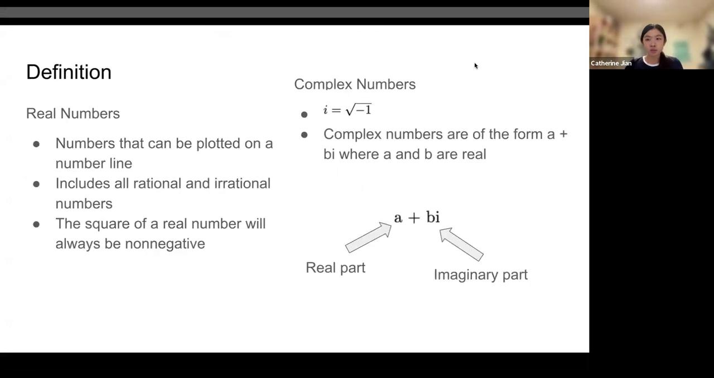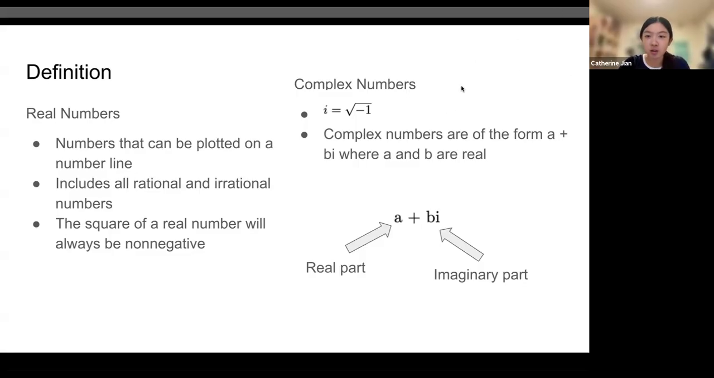Real numbers are basically what we've been working with so far, and these are numbers that can be plotted on a number line, and they include all rational and irrational numbers. The square of a real number will always be non-negative. However, for complex numbers, that is not necessarily true, and the square of a complex number can be negative. For example, i is root of -1, and we see that i squared is equal to -1, so that means that it's an imaginary number. So all real numbers are also complex.